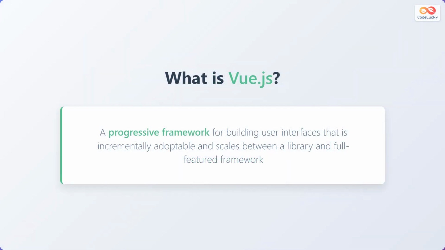Vue.js is a progressive framework for building user interfaces. The term progressive means that you can adopt Vue incrementally. You can start by using it for just a small part of your application and gradually expand its usage. Vue is designed to scale between a simple library for enhancing existing projects and a full-featured framework for building complete single-page applications. This flexibility makes it an excellent choice for both beginners and experienced developers.